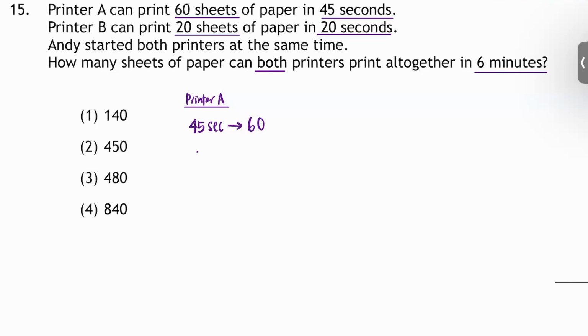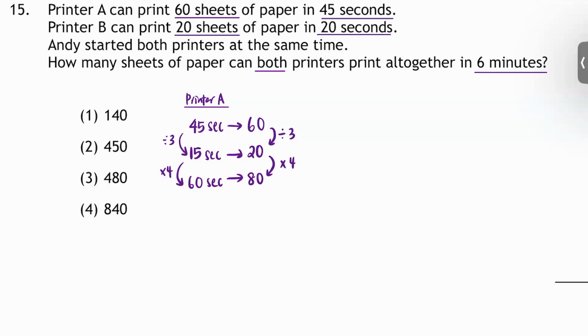So instead of finding 1 second, remember what we're trying to get to? We're trying to get to 1 minute, which is actually 60 seconds. So a good middle ground would be 15 seconds, right? So that we can divide by 3. So 20 sheets can be printed in 15 seconds. That means in 60 seconds, multiply by 4, you will get 80 sheets. So that's in 1 minute.